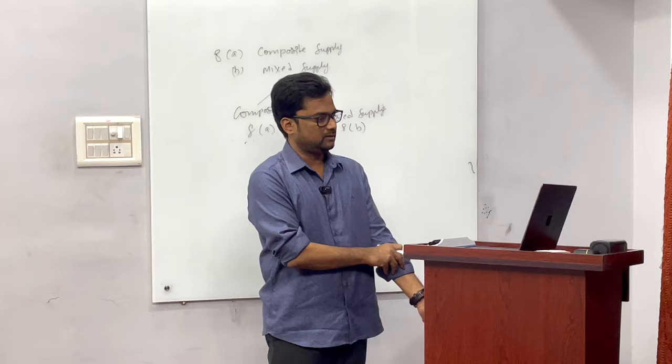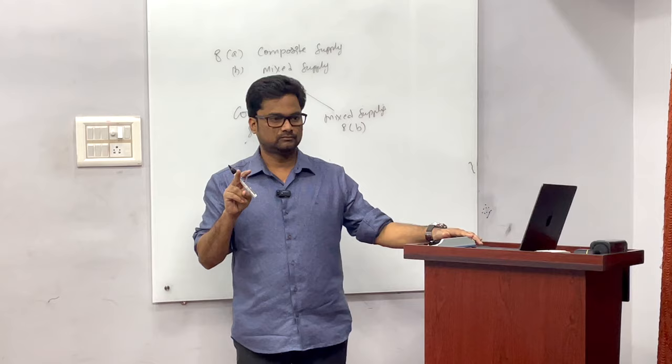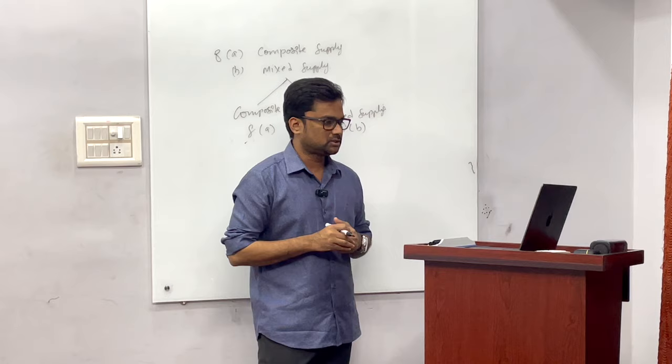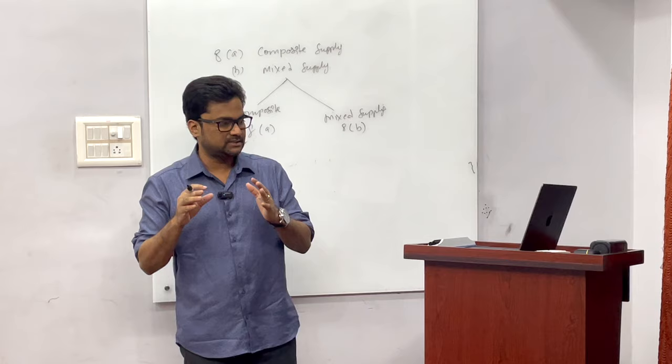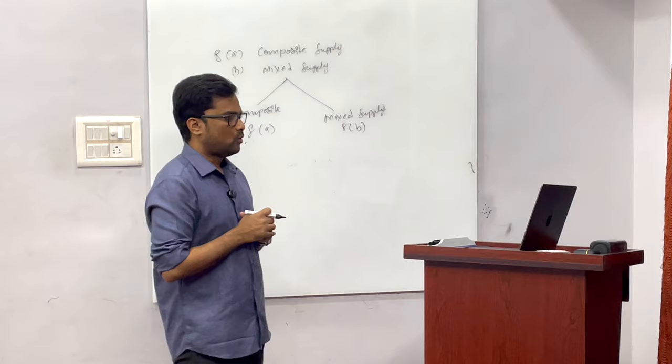Composite supply comprising of two or more supplies, minimum two or more. If it is one, there is no issue. Minimum two or more supplies, one of which is a principal supply. See, composite supply comprising two or more supplies, he said. He is not mentioning whether it is goods or service. It can be anything. One of which is a principal supply.